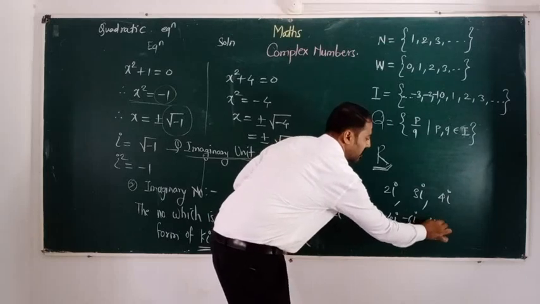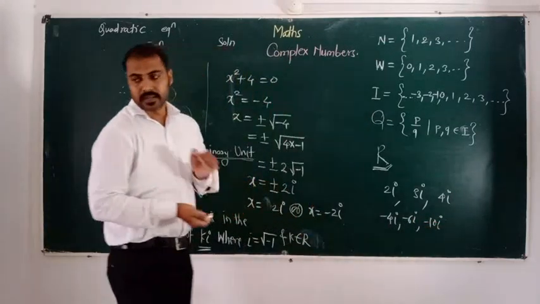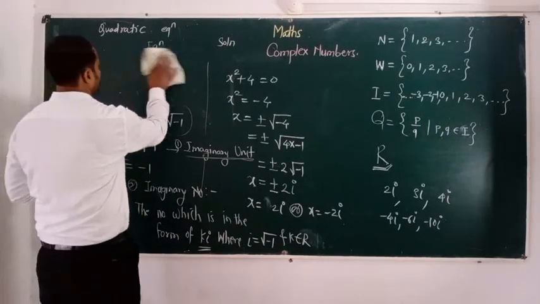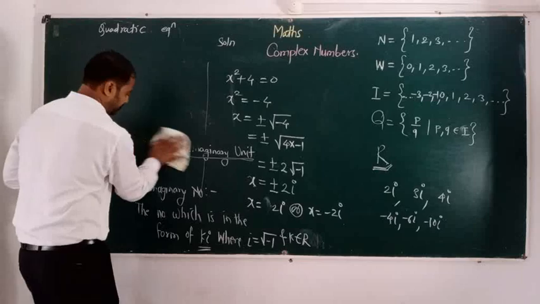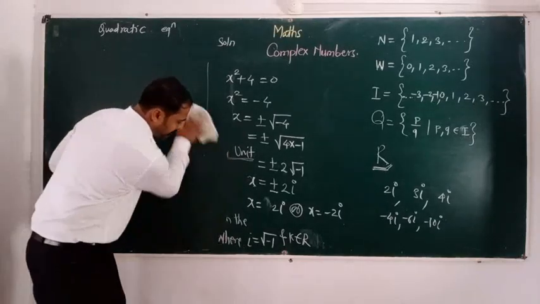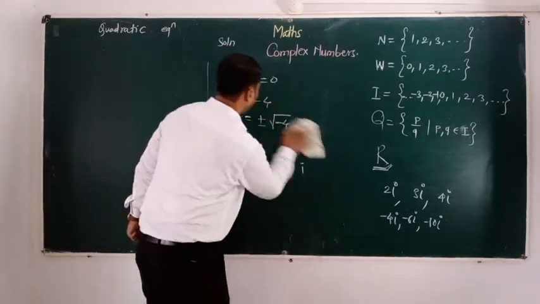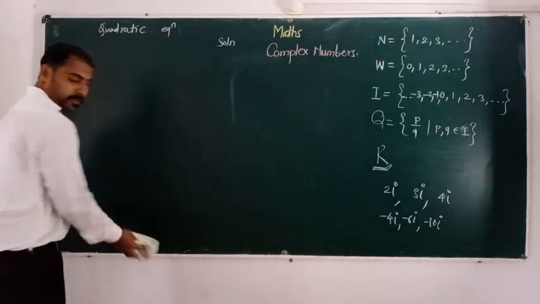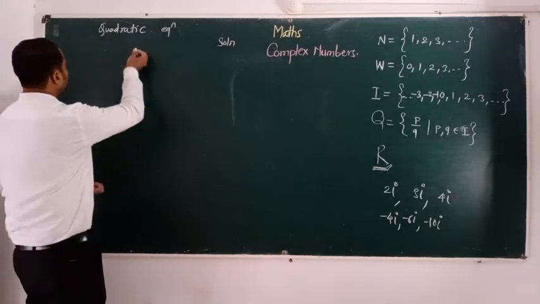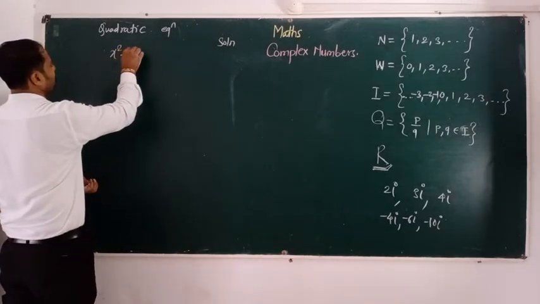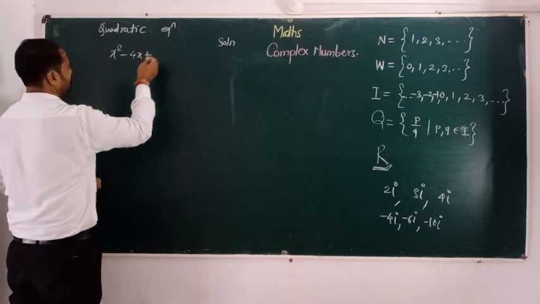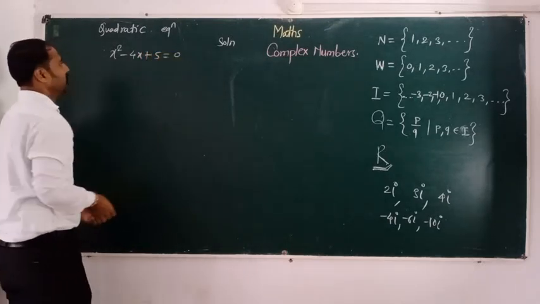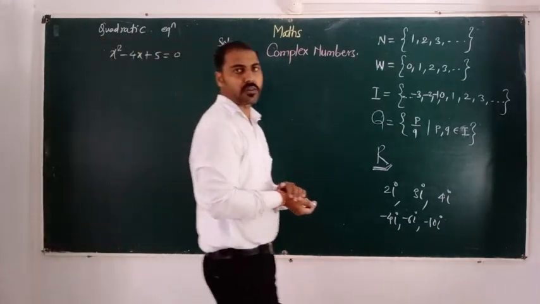Now after these equations, one more equation is here. Look at here. The equation is x square minus 4x plus 5 is equal to 0.